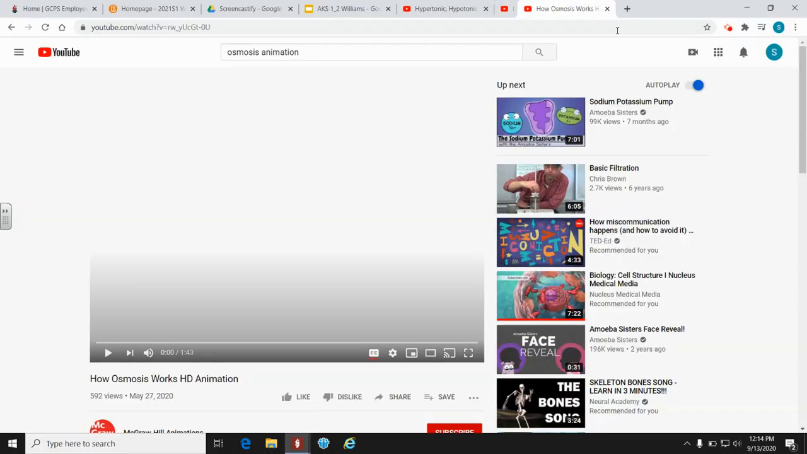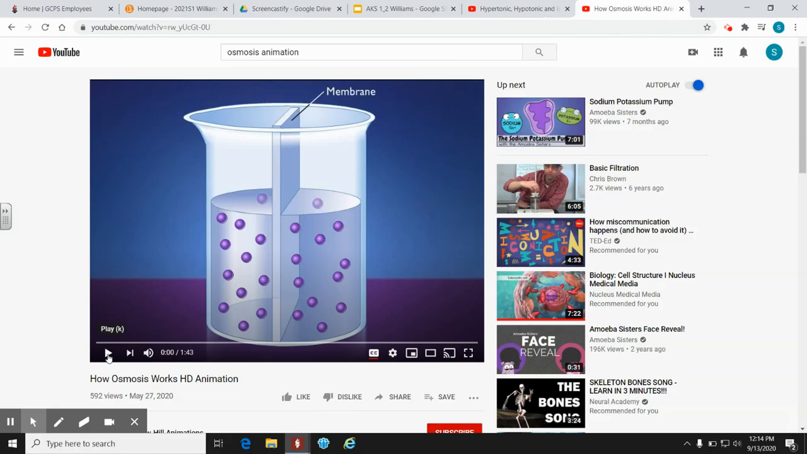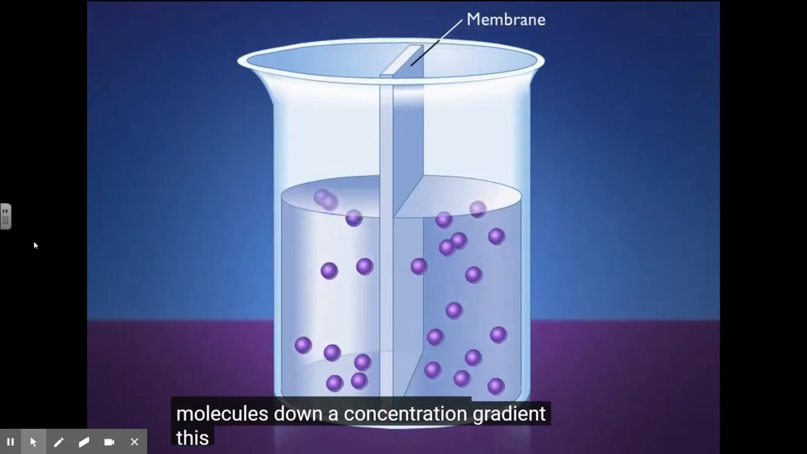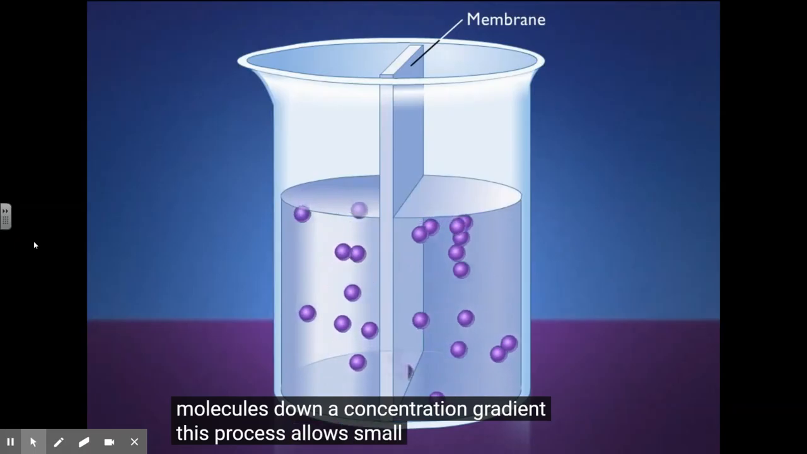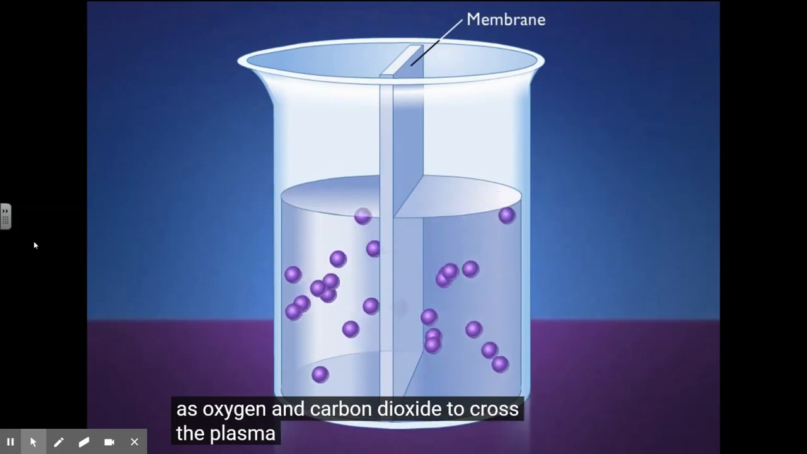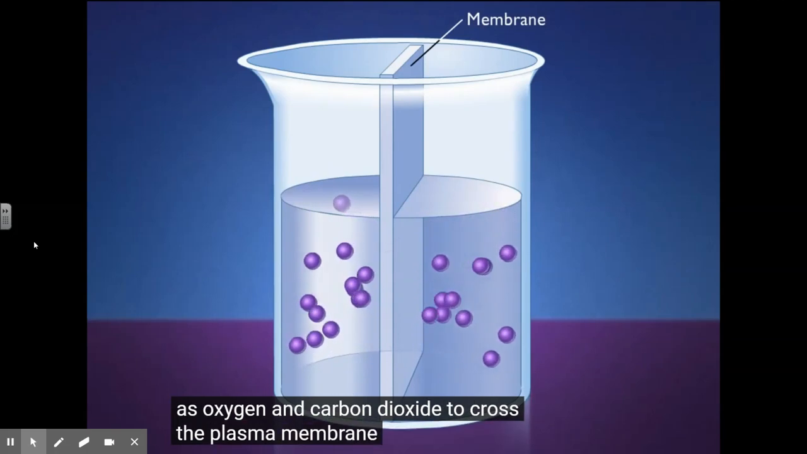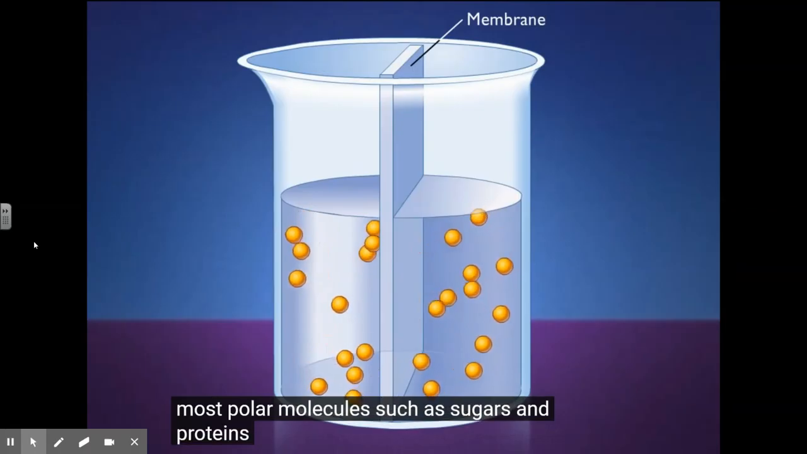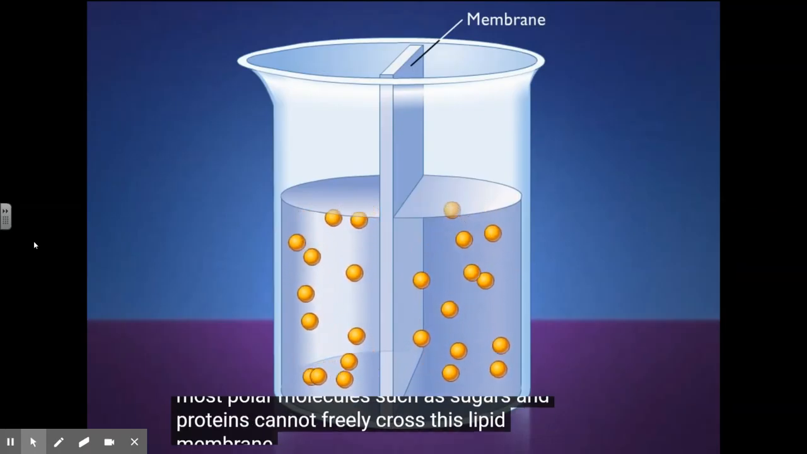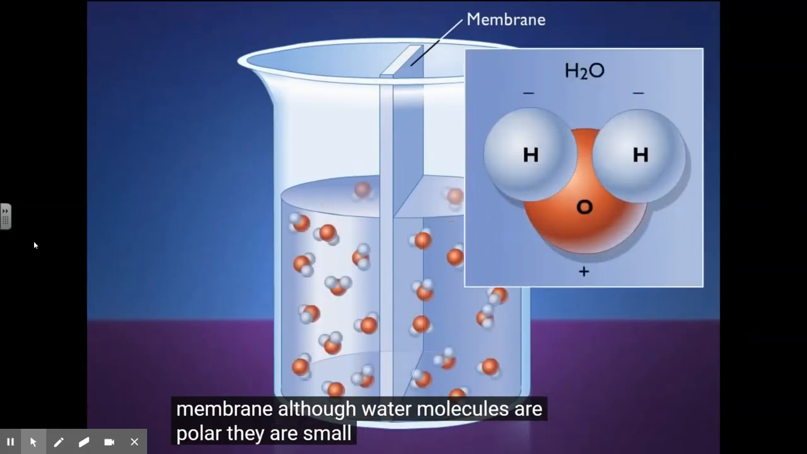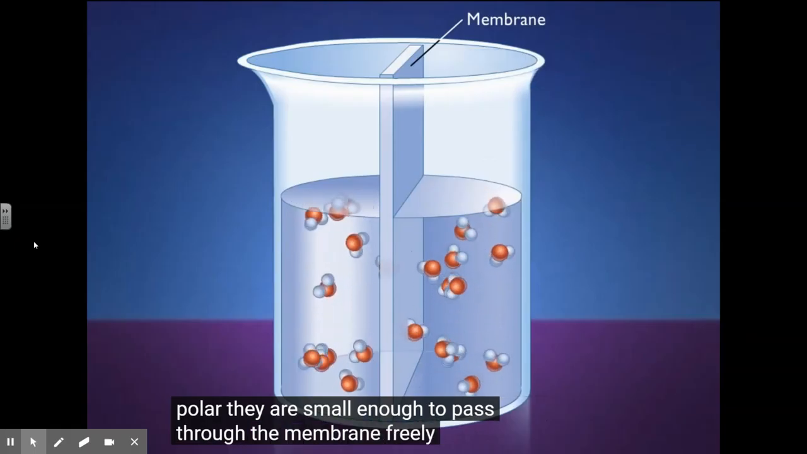Okay, and as a comparison, let's take a look at osmosis really quickly also. Diffusion is the net movement of molecules down a concentration gradient. This process allows small molecules, such as oxygen and carbon dioxide, to cross the plasma membrane. Most polar molecules, such as sugars and proteins, cannot freely cross this lipid membrane. Although water molecules are polar, they are small enough to pass through the membrane freely.